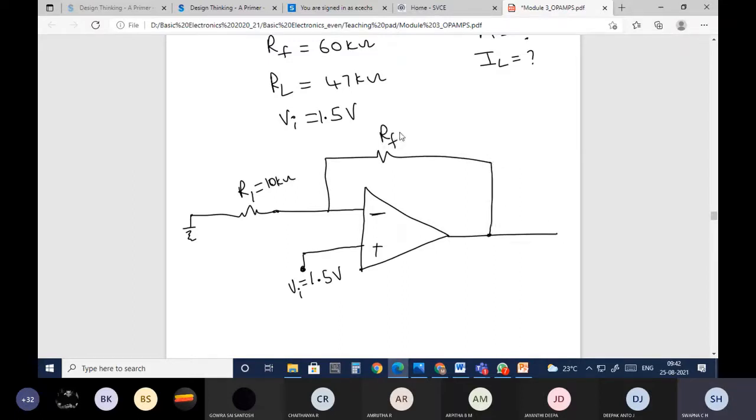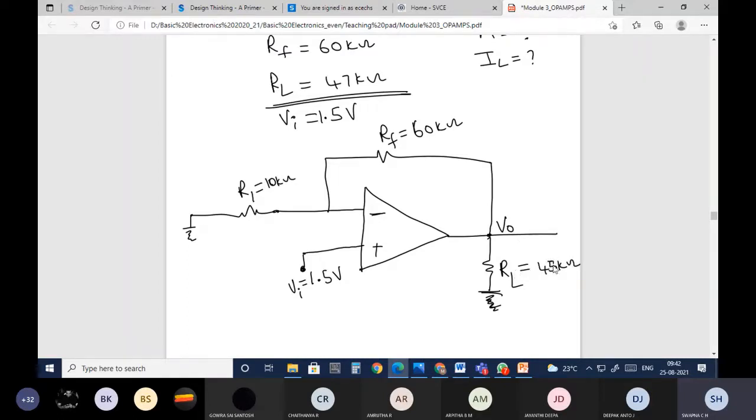Feedback resistor RF is equal to 60 kilo ohm. And if you observe, he has given an additional parameter also. What is that? The load resistance. Load resistance in the sense load will be connected at the output. So here with respect to the ground, I'll have the load resistance. This is the ground. So this is your RL. Okay. So here you need to find out what is the output voltage.